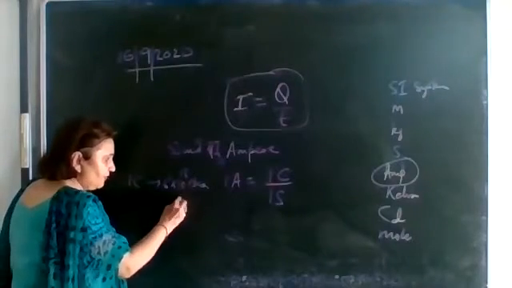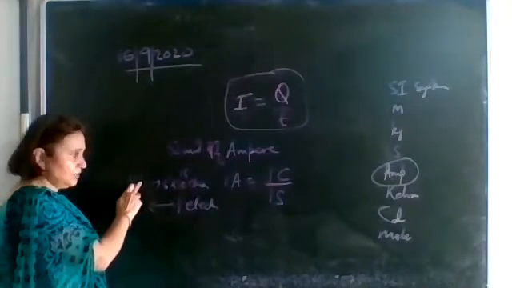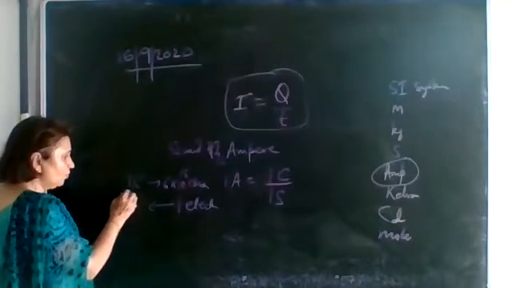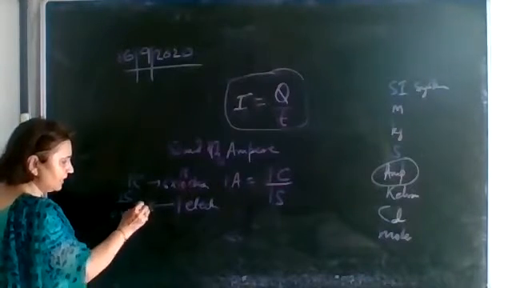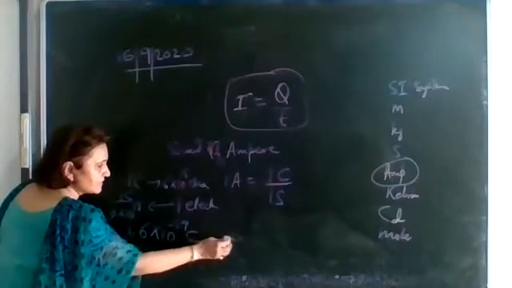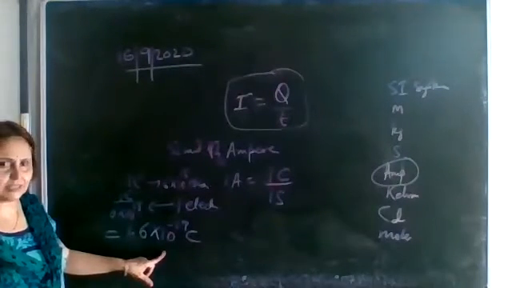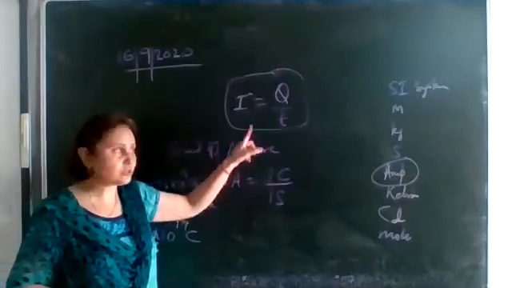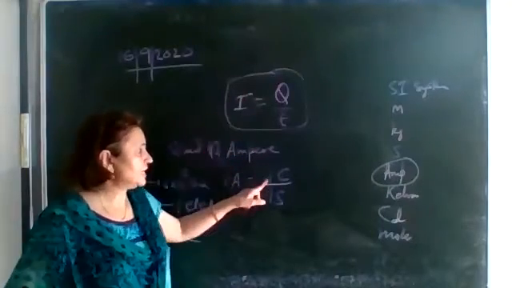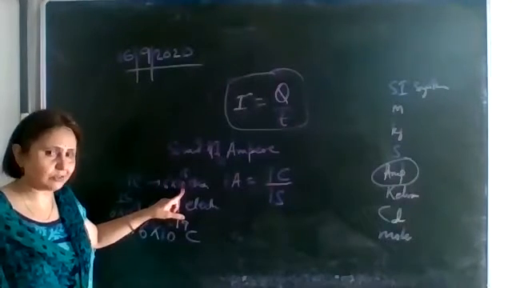So from here we can find out the charge of 1 electron. What will be the charge on one electron? 1 coulomb is equivalent to these many electrons. So 1 electron will have a charge of 1 coulomb upon 6 into 10 raised to the power 18. When calculated, this comes out to be 1.6 into 10 raised to the power minus 19 coulomb. The unit of charge is coulomb, represented by capital Q or small q, and 1 coulomb of charge is equal to the flow of 6 into 10 raised to the 18 electrons.